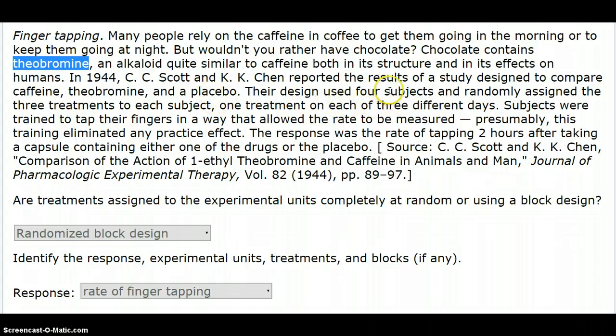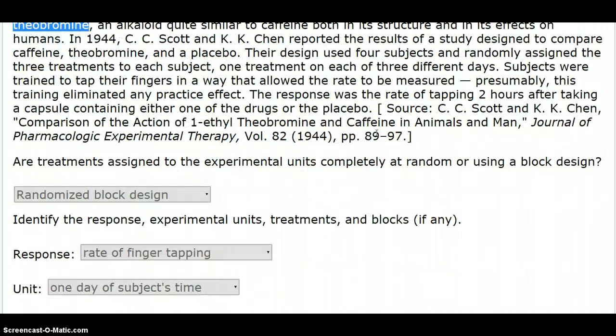But the 4 subjects, each of them get all 3 of these on different days, 3 different days. So 4 subjects, 3 different days. We actually have 12 specific units that we're looking at in this study. Completely at random would be impractical here if you were going to use each of the subjects multiple days. You wouldn't be able to do that completely at random.